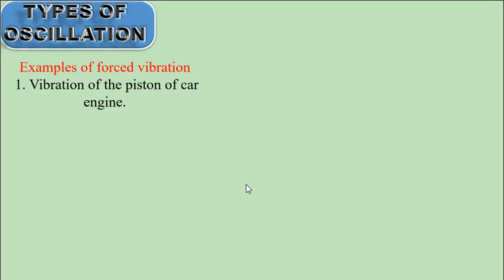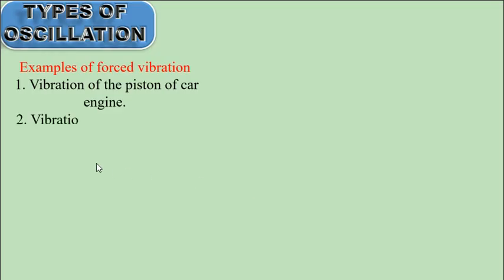So now the power and the levers of the engine keep the piston in that up and down, to and fro movement. Therefore, that oscillation of the piston is a forced vibration. If you stop the engine, the piston will stop vibrating.